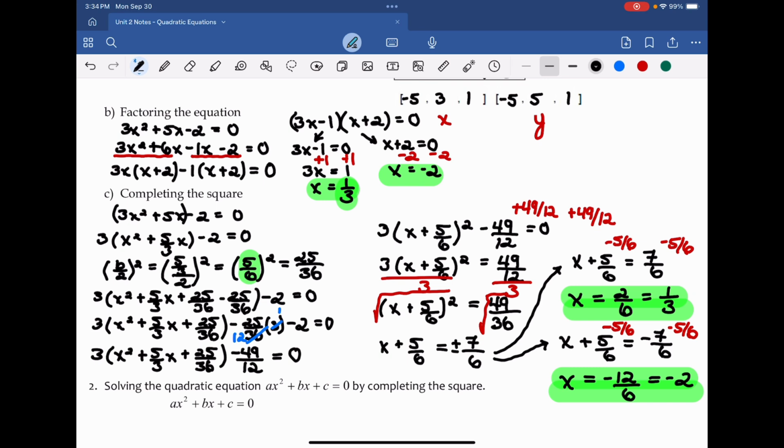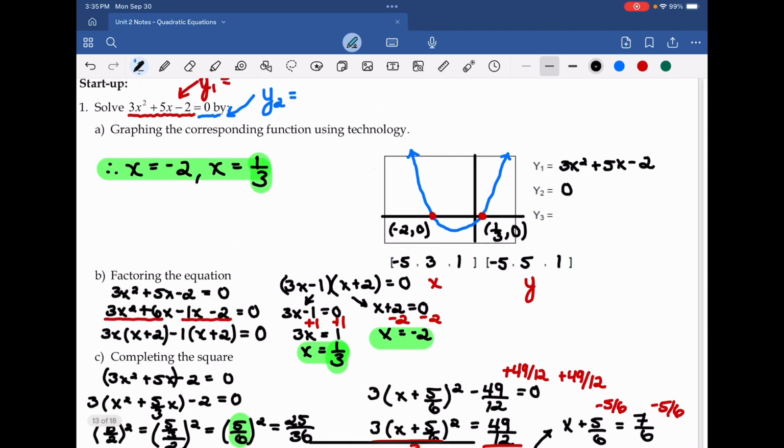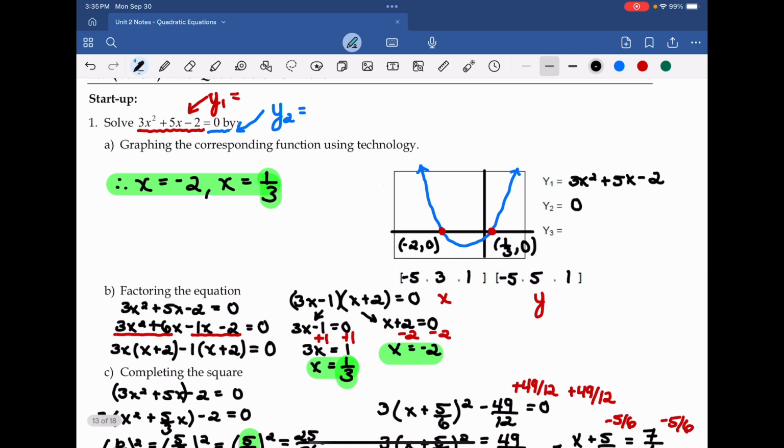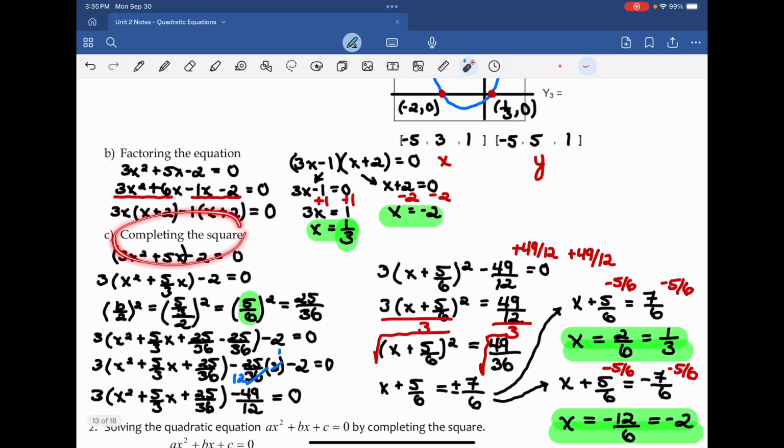Now, they could ask you for one of these in particular, but we now have an option of two different algebraic methods based on our previous lessons. We also have one non-algebraic method, which is the graphing method, typing it into your calculator, solving that way. Just be looking for that within the questions, because they may say you can use technology. In some of them, they may say factor or complete the square, or they might just say algebraic.